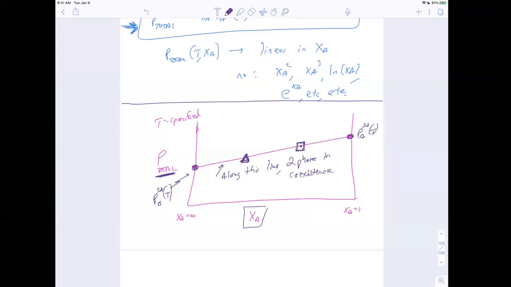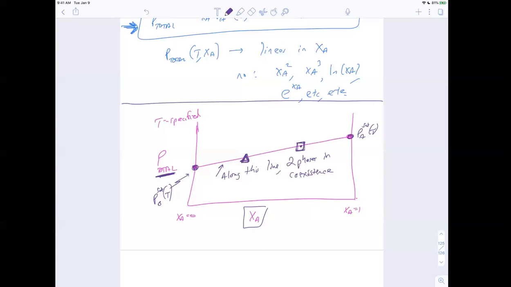One component. One component, exactly, Khalil. Now, if I'm at those endpoints where I only have one component, again, we said anything along the line has two phases. So this whole line represents two phases. So at the end, I'm going to have either pure A or pure B, and I'm still going to have a liquid vapor system, but it's just going to be of pure A or pure B.